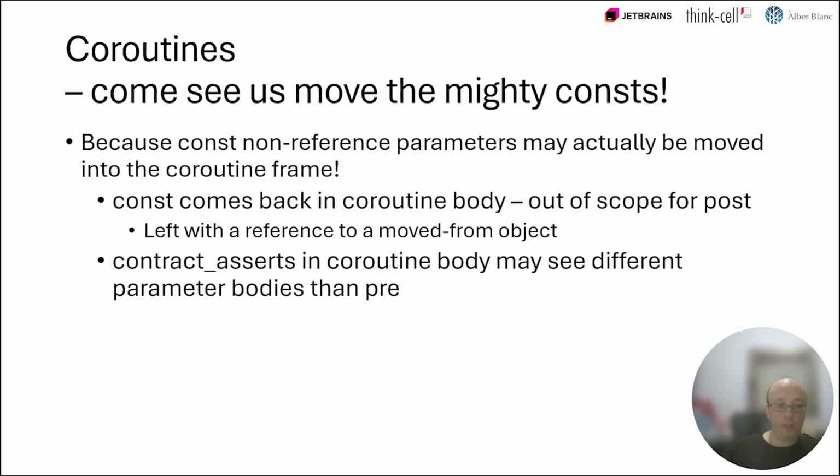But what this means is that the precondition sees the initial parameter, and contract assert, and for that matter also postconditions, would see the copies. Now the value would be the same. These are after all const, but if you have to compare addresses, or if you have captured the initial value for a postcondition, you would be having a dangling reference.